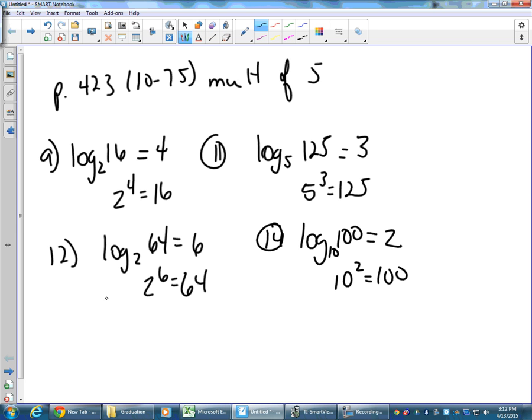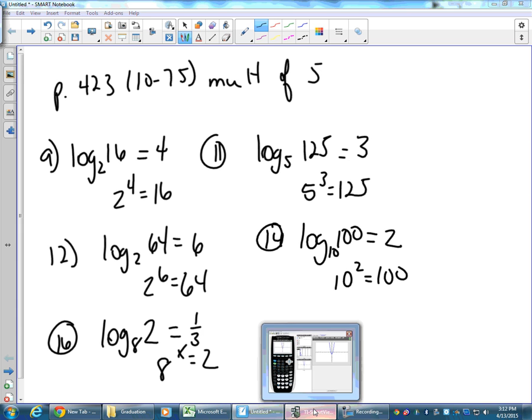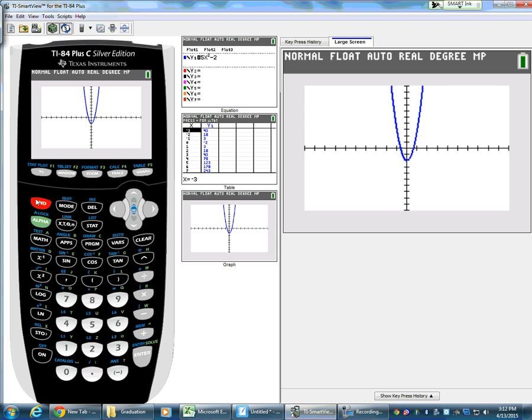Or you could have one like number 16. The log base 8 of 2. This is saying 8 to what power is 2? Well, to get from 8 to 2, I would have to take the cube root. So that's the 1/3 power. 2 cubed is 8, so the cube root of 8 is 2. And if I want to check that on a calculator, I can say 8 to the 1/3 power and make sure that I get 2.